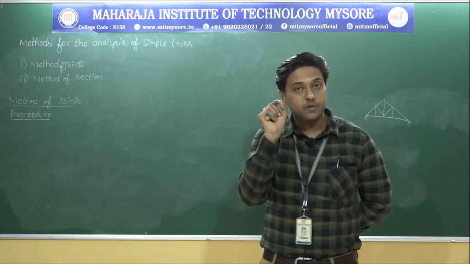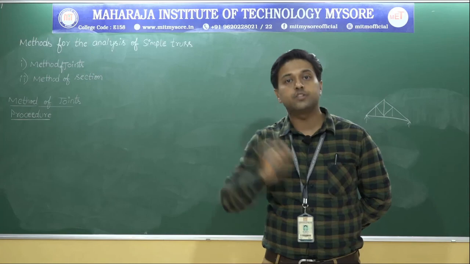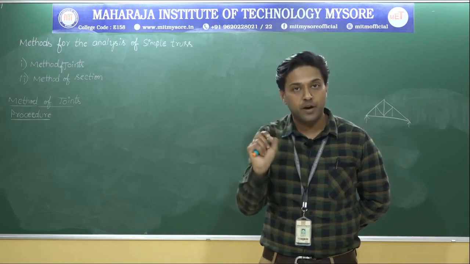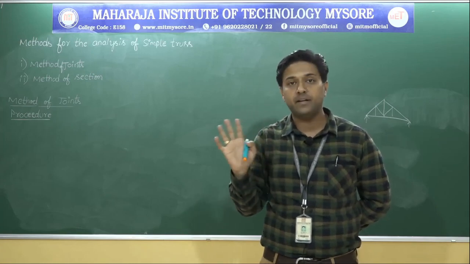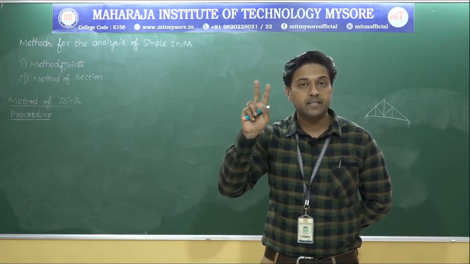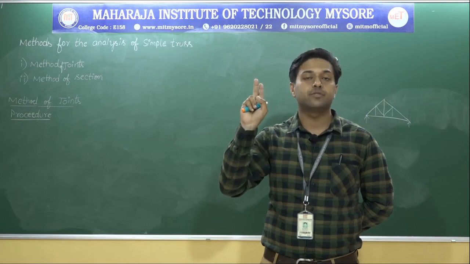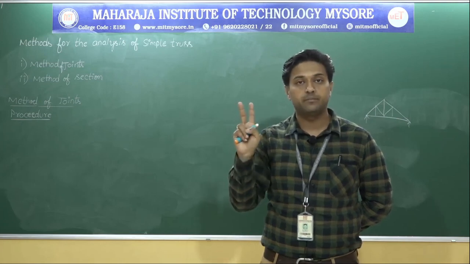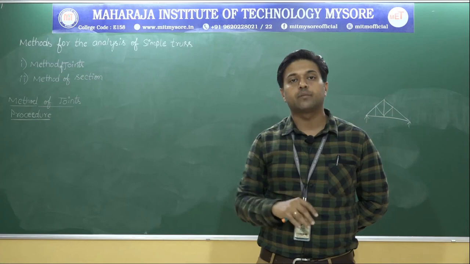So as I am considering a joint, all the forces are passing through the joint. When all the forces are passing through the joint, I need not apply the moment equilibrium equation. So I will be applying sigma H is equal to 0 and sigma V is equal to 0. Only two, not the moment. Okay, so four points over.